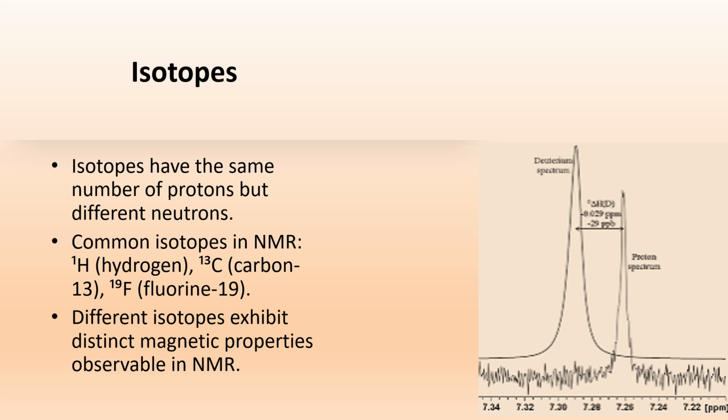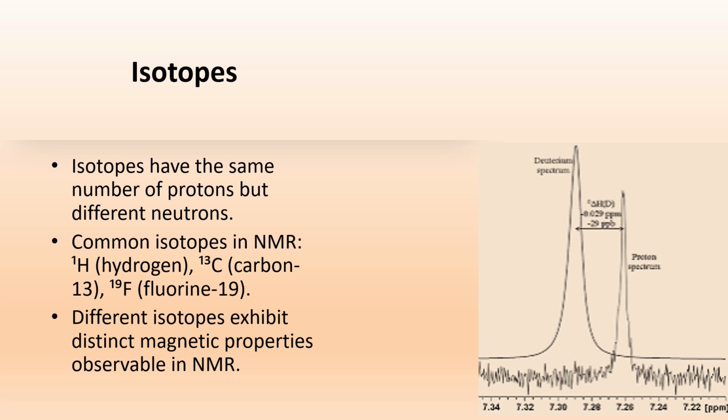Hydrogen-1. This is the most common isotope used in NMR. It's found in almost every organic compound because hydrogen atoms are everywhere. Proton has a single proton that makes it respond to magnetic fields. By studying proton NMR, we can learn about the hydrogen atoms in a molecule, like what they are attached to and how they are arranged.